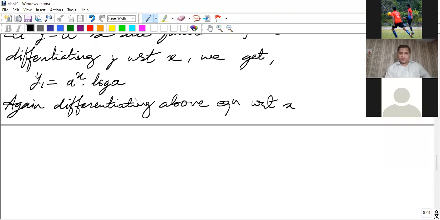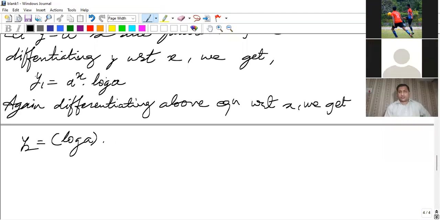Differentiating the equation with respect to x, we get this as y2. Now be careful: this log a is going to be a constant. So what is the derivative now?